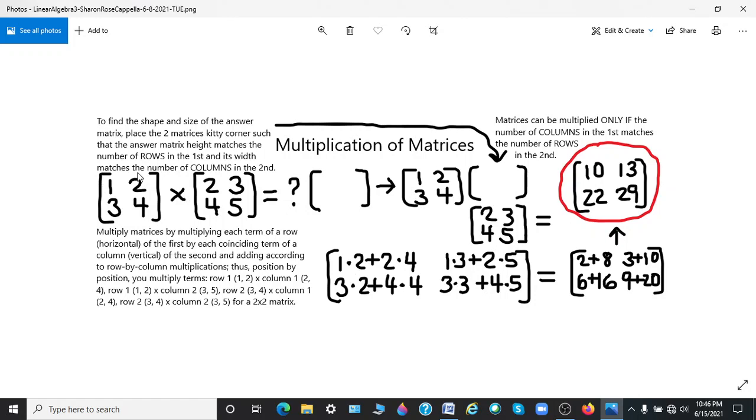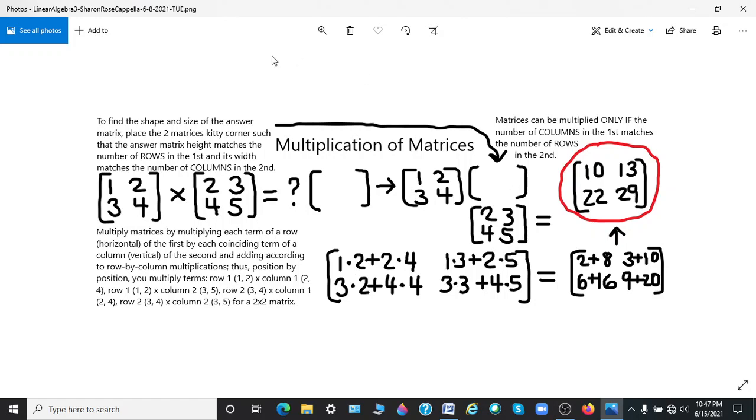2 indicates rows. There are 2 rows in each of these. So that's the first 2. Then there are 2 columns in each of these. So if we're just considering this one matrix, it would be a 2 by 2, 2 rows by 2 columns. And this is the same. And then the answer is the same.